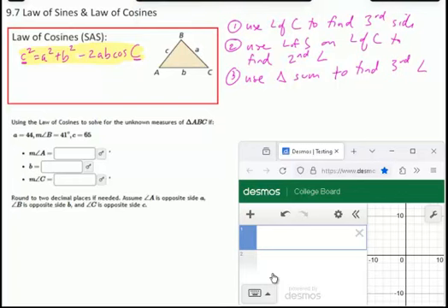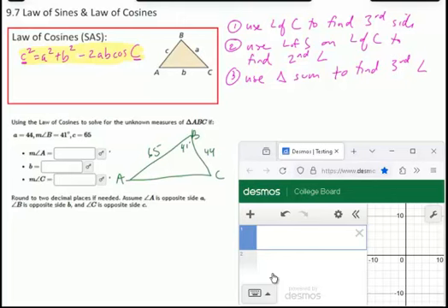All right. So first thing let's do is use the law of cosines to find the third side. So if we label what we have here, I'll call it triangle A, B, and C. Side A is 44, so that's opposite the angle A. Angle B is 41 degrees, and side C, which is opposite angle C, is 65. So here's the information that's provided.